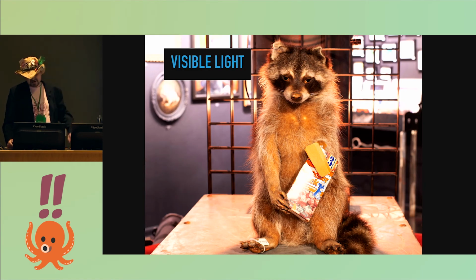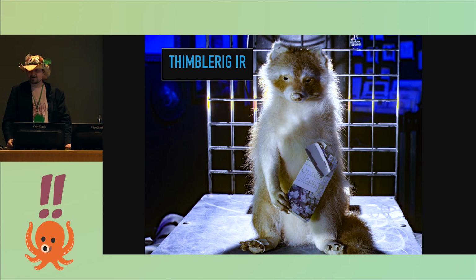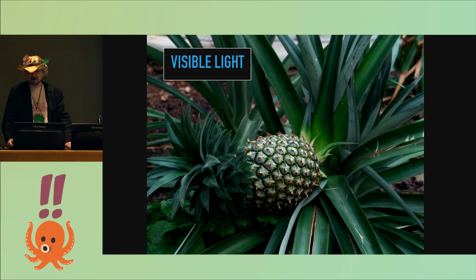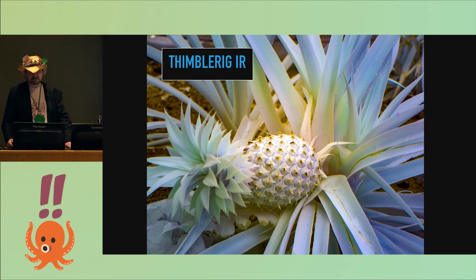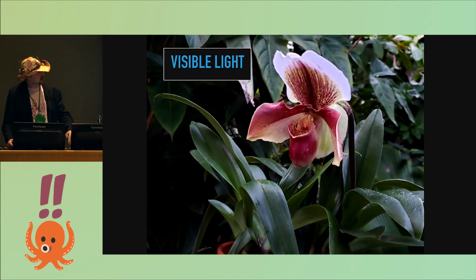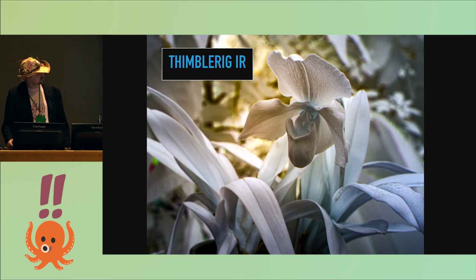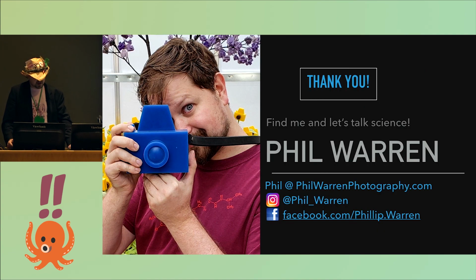And using the same technique on a crackerjack-loving taxidermied raccoon, we see his domino mask disappear and this cuddly trash panda has less to hide. A pineapple growing in an arboretum becomes a ghostly and beautiful thing. And a rainforest orchid loses all of its attractors for pollinating insects.